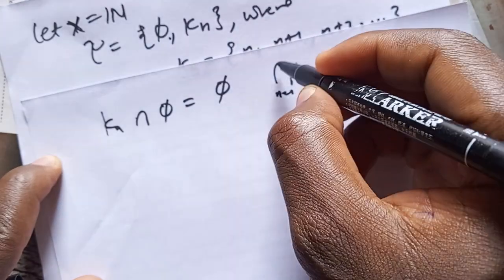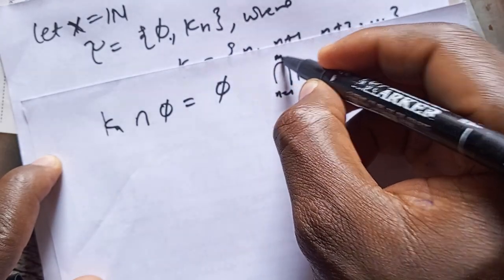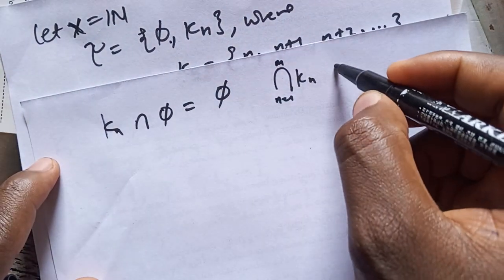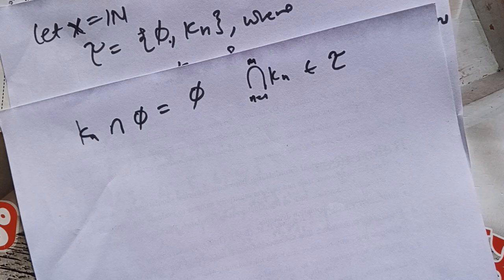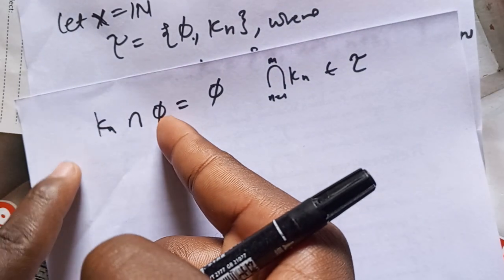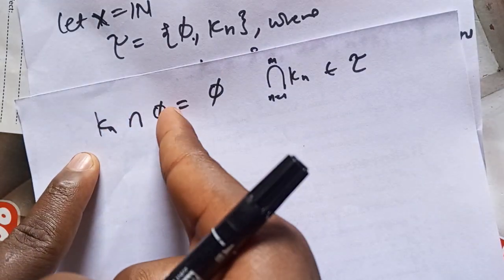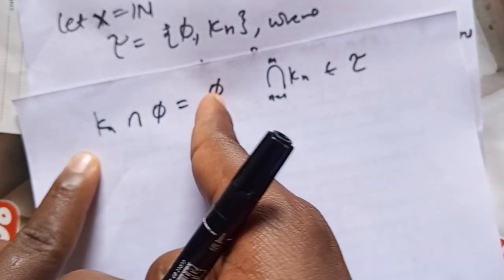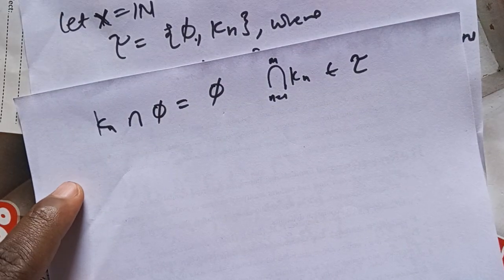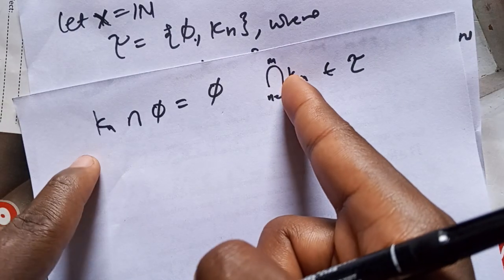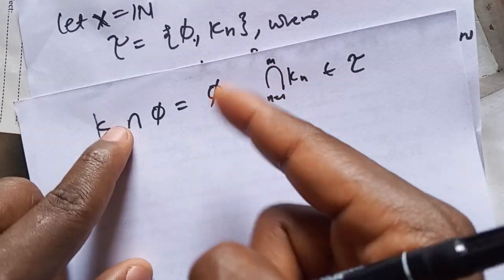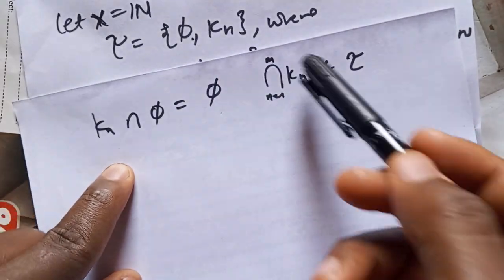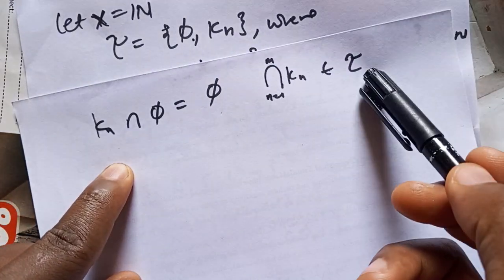So our focus is to show that a finite intersection of Kn, n equal to 1 to a certain m, is in tau. The reason why I ignored the empty set here is because if I do any of the Kn intersect the empty set, I still get empty, and empty is in the topology. So my focus now is on only the Kn, and to see if I do their finite intersection, will it be in the topology.